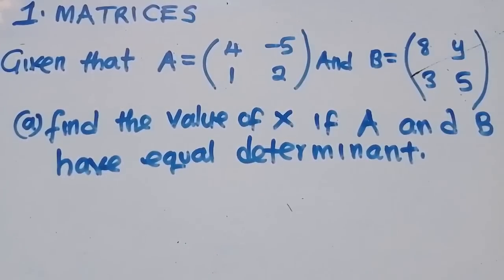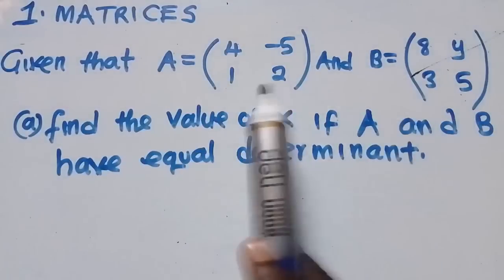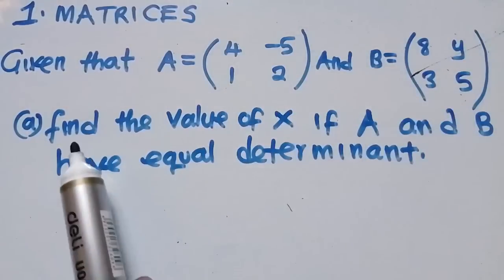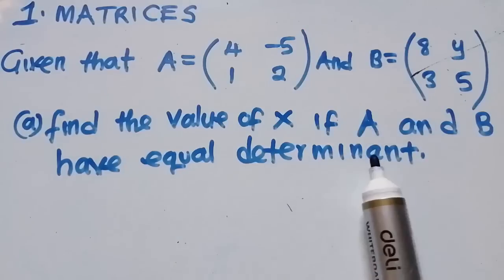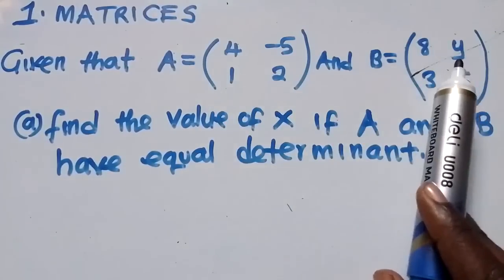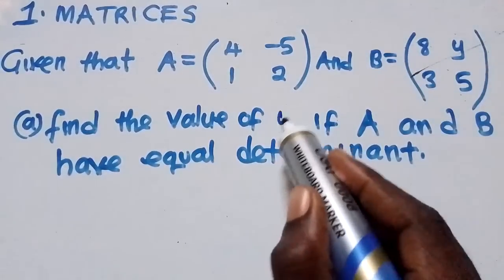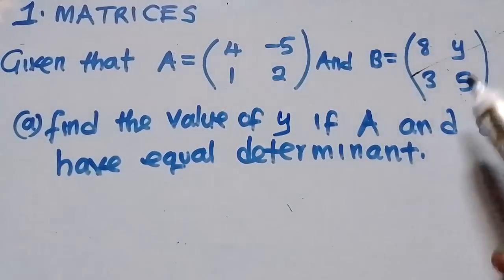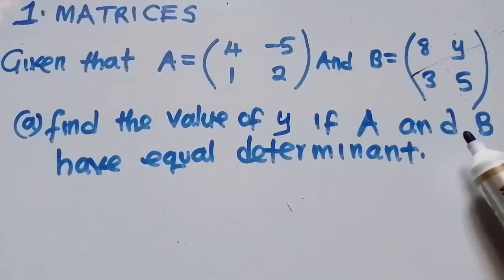So on matrices, this is the question we are going to revise. The question is saying, find the value of y. You are given those two matrices. Find the value of y if A and B have equal determinants. So if the determinant of this one is equal to that one, how can you find the value of y?